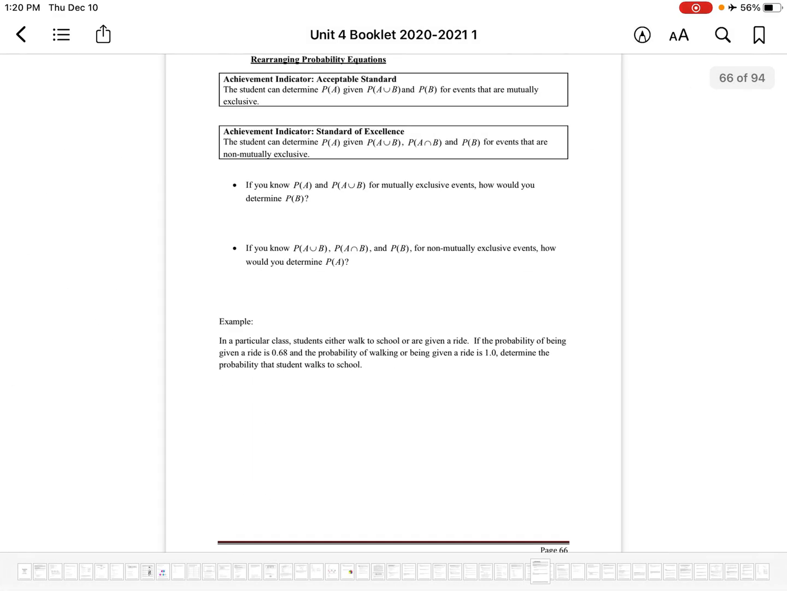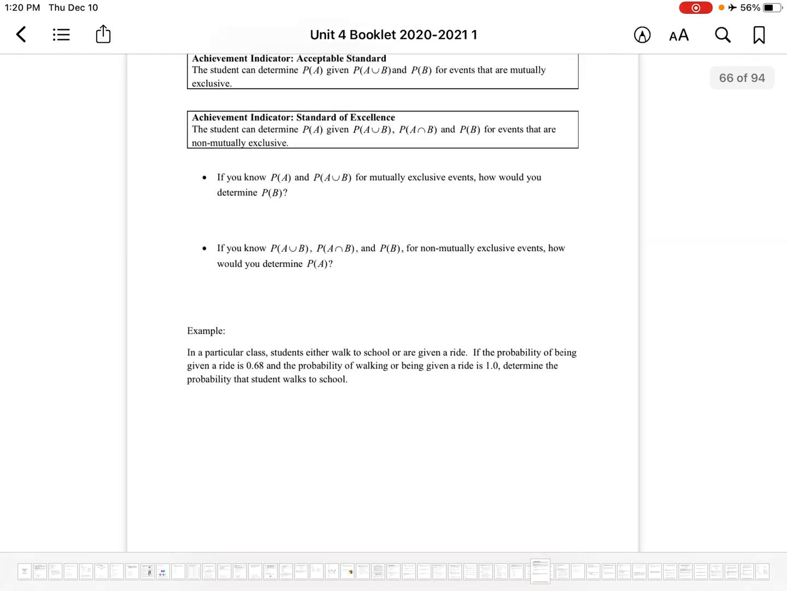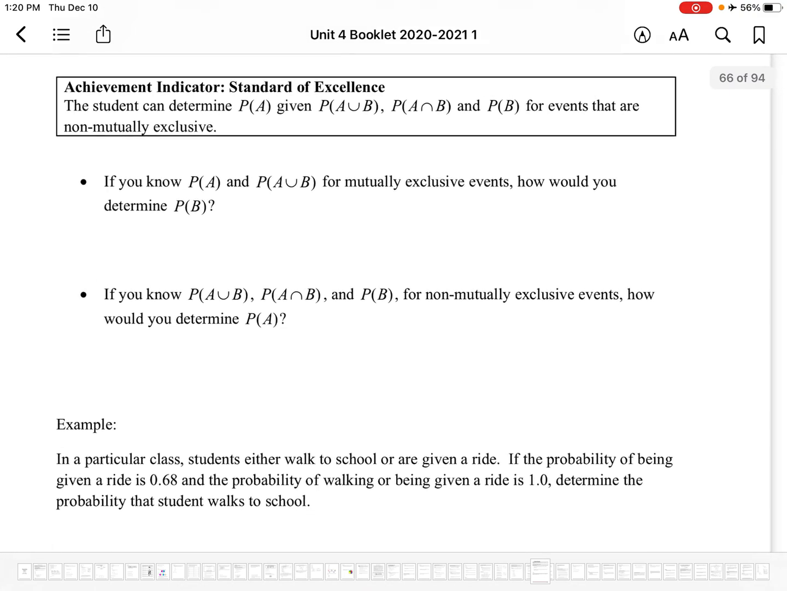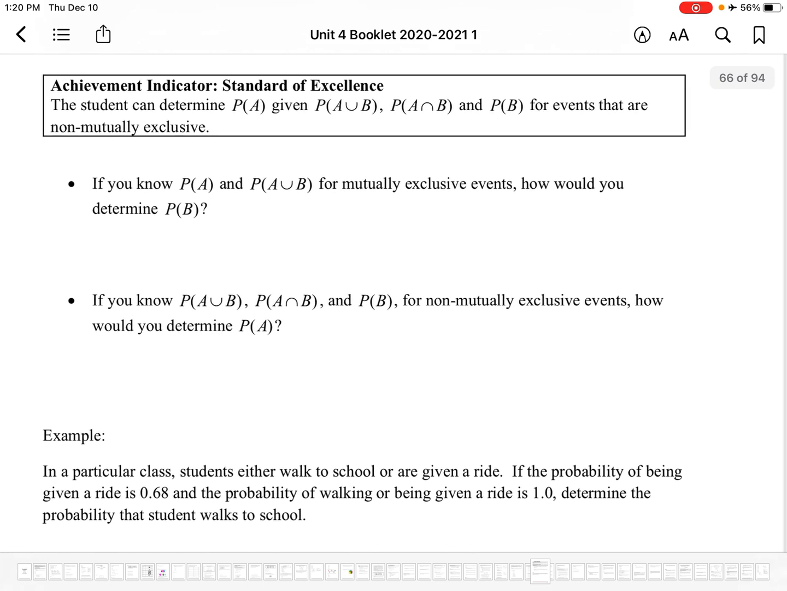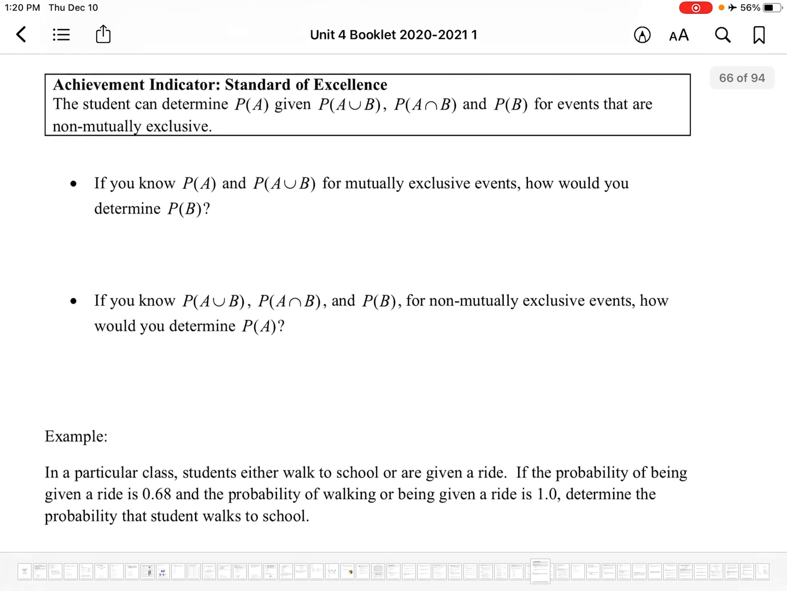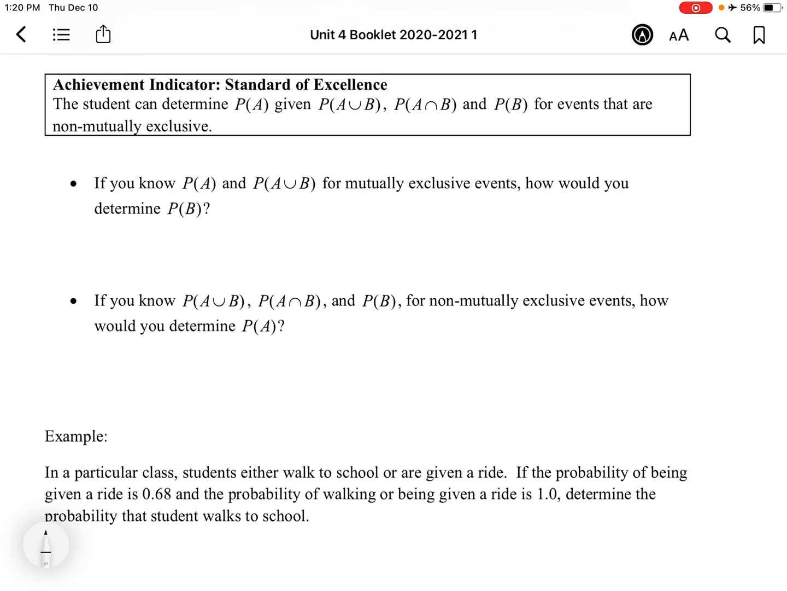All right, what we're going to talk about now is what happens if you actually don't have sample spaces or a Venn diagram to work with. What if we just have to use the formulas? Okay, so if we just have to use the formulas, then what we need to remember is that if we have mutually exclusive events, the probability of A or B is equal to the sum of the two probabilities.